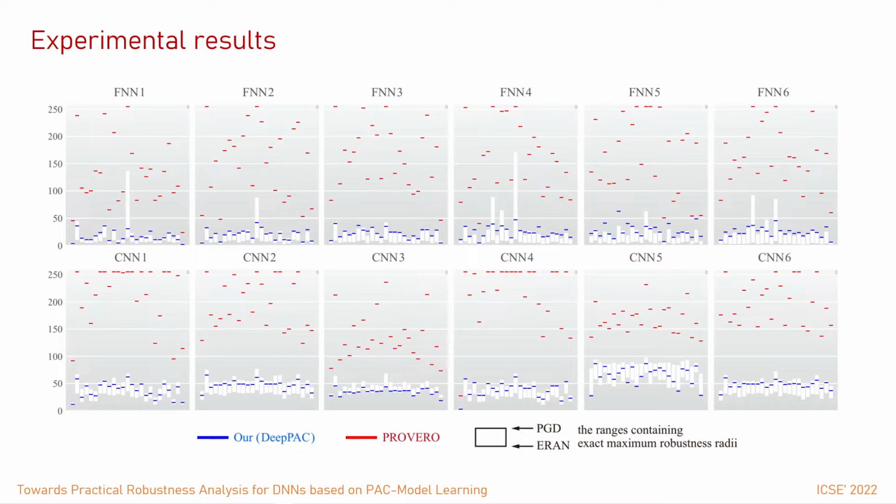In contrast, DPAC estimates the maximum robustness radius more accurately, which mostly falls in between the results from Iran and PGD. Since the range between the estimation of Iran and PGD contains the exact maximum robustness radius, we conclude that DPAC is a more accurate tool than Provero to analyze local robustness of DNNs.